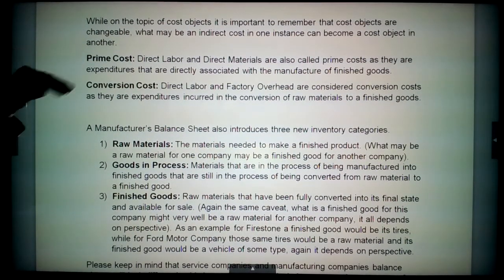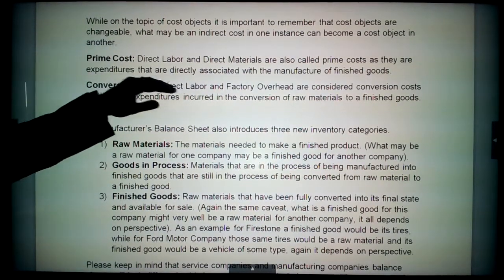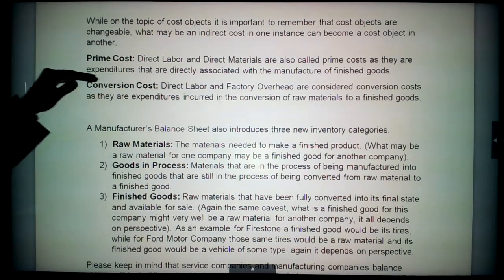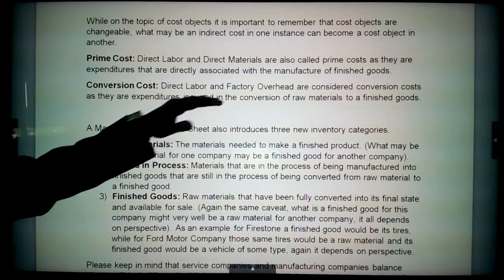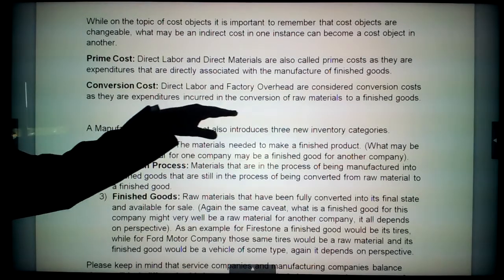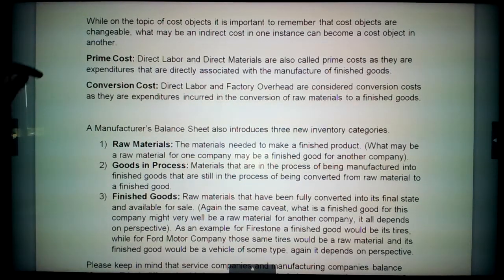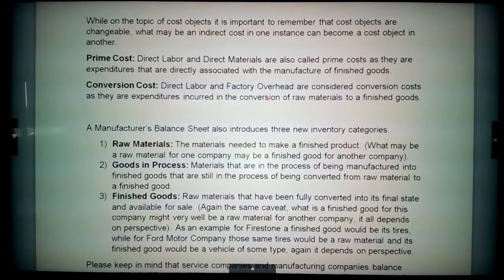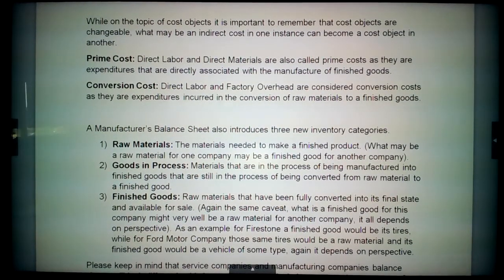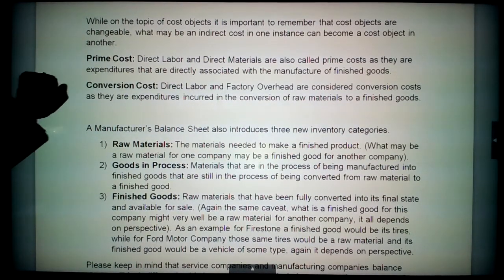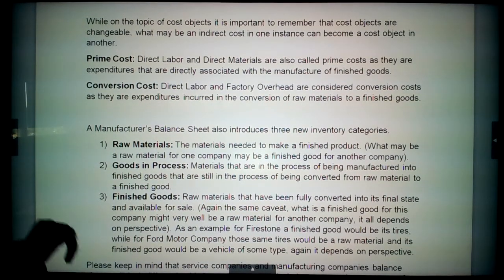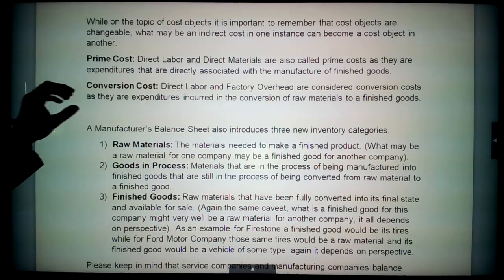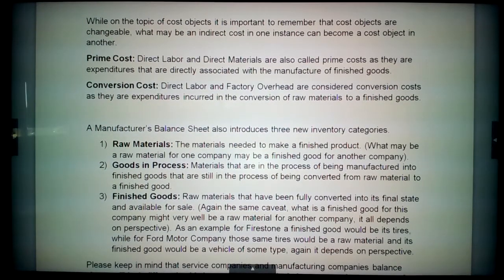Okay. Prime costs and conversion costs. Prime costs are direct labor and direct materials. Okay, they can be directly associated with the manufacture of finished goods. Conversion costs are direct labor and factory overhead, right, which can be incurred during the conversion of raw materials to finished goods. So notice, direct labor can be both. It kind of comes down to what the cost is. So a good example of a prime cost would be the guy mounting the tire to the car. That's going to be a prime cost. It's direct labor, direct materials. It's right onto the car. There's no break in the chain. You can see it.